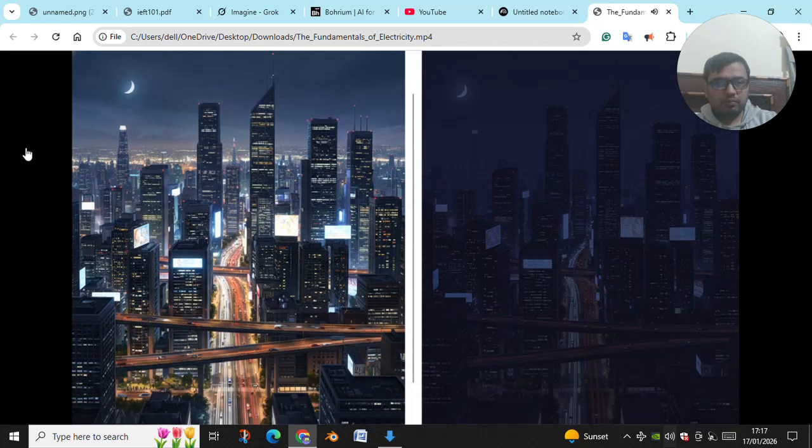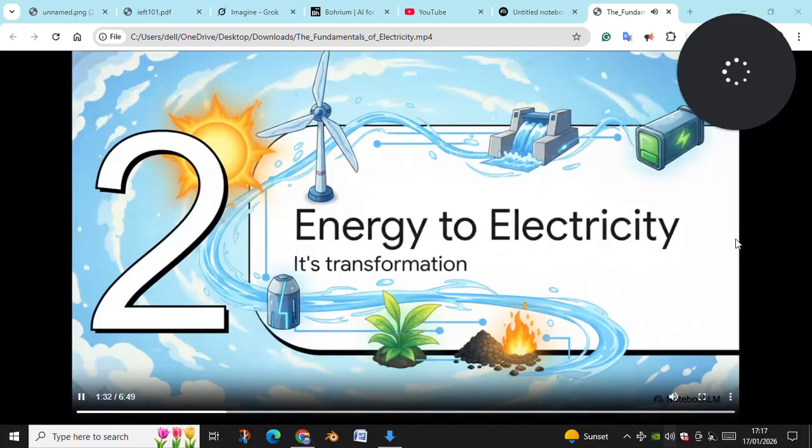Our own homes just go dark and silent. It is absolutely not an exaggeration to say that electricity is the lifeblood of modern civilization. So, section 2, from energy to electricity.